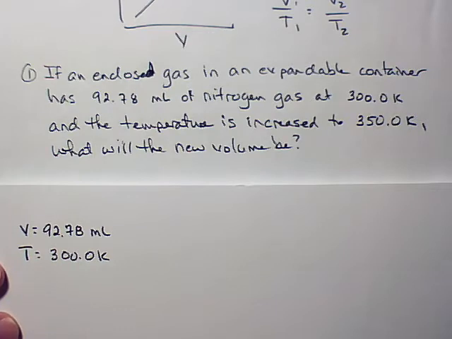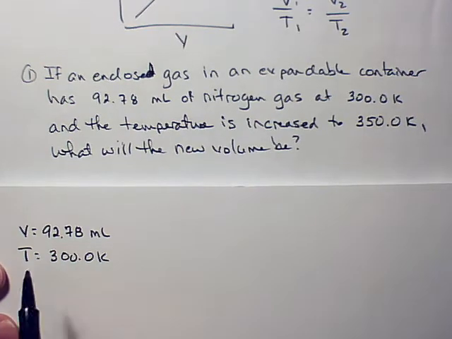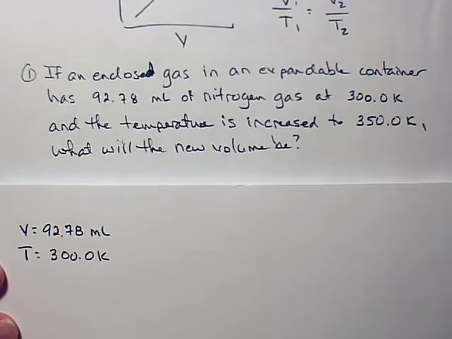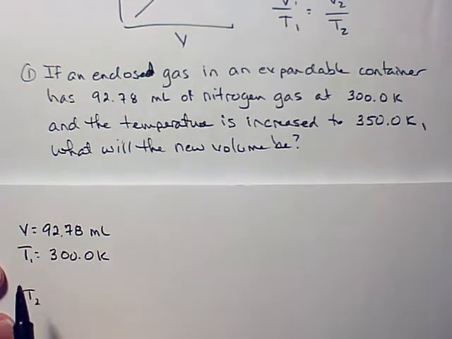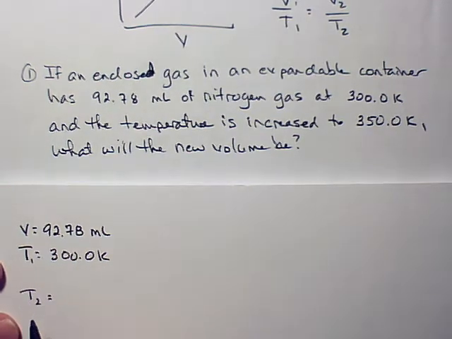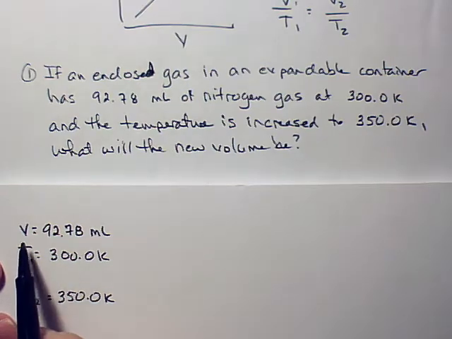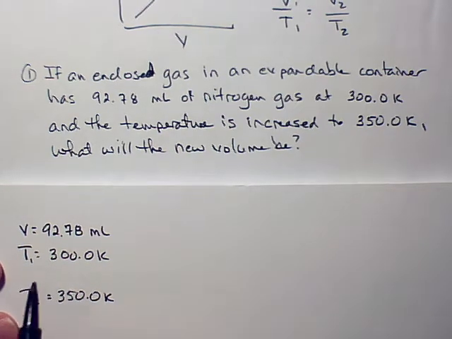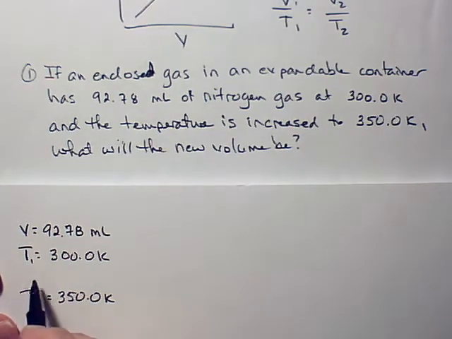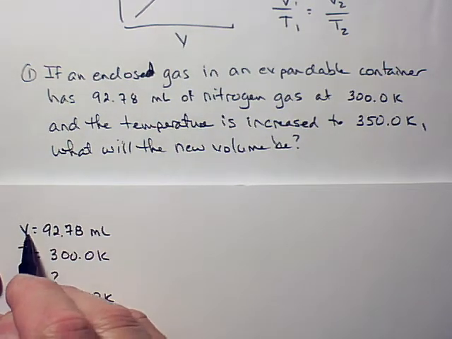And the temperature's increased. Uh-oh, we got a second temperature. How do we differentiate this temperature from the second one? T2. Yeah, that's fine. Okay, and so that's 350.0 K. What will the new volume be? Oh, we got a beginning volume and an ending volume, so we got to differentiate those. What are we going to call those? V2, we don't know. V1 up here.